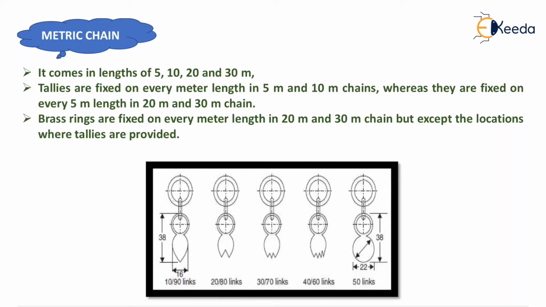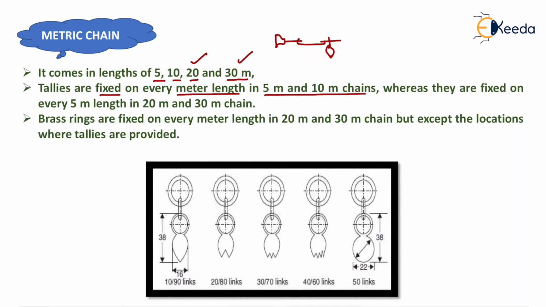Now generally the metric chain comes in length of 5 meter, 10 meter, 20 meter and 30 meter. We generally use 20 meter and 30 meter chain for the measurement of distance between 2 points. Now tallies are fixed on every meter length in 5 meter and 10 meter chain. It means that if the metric chain is like this, after every 1 meter there will be a tally like this.